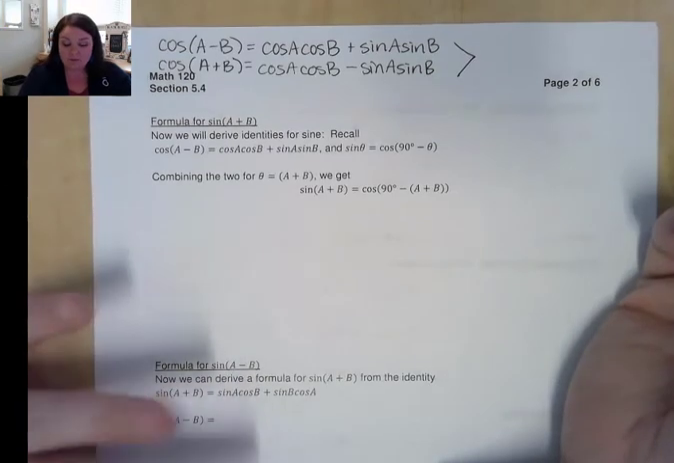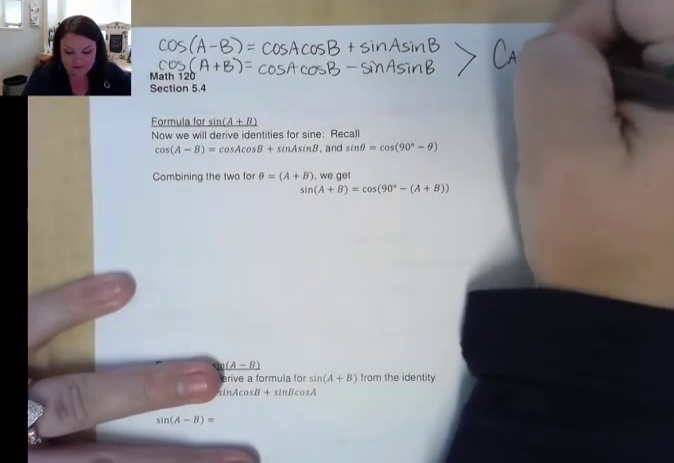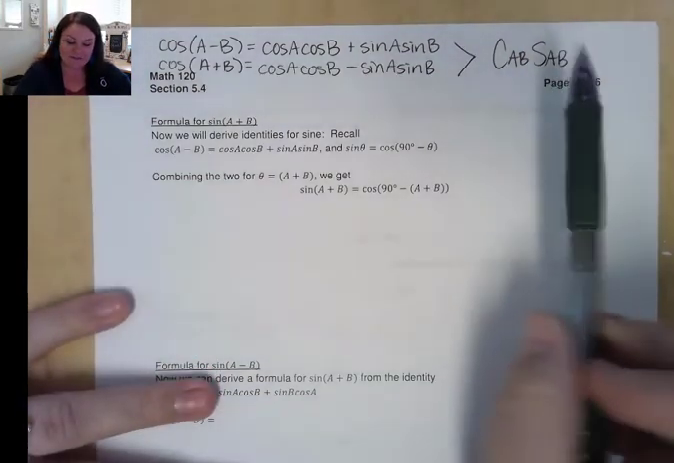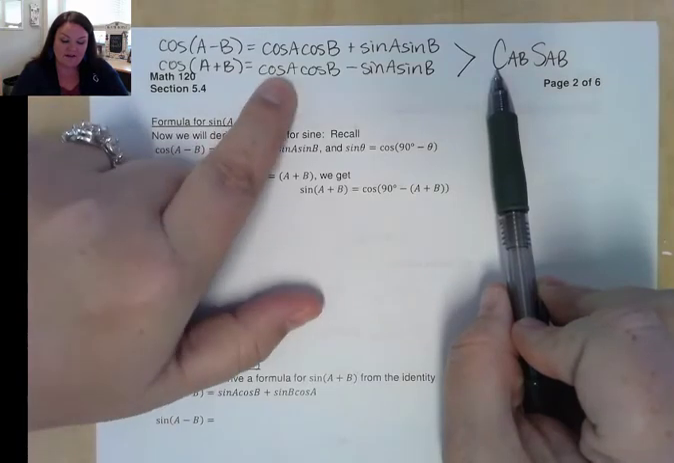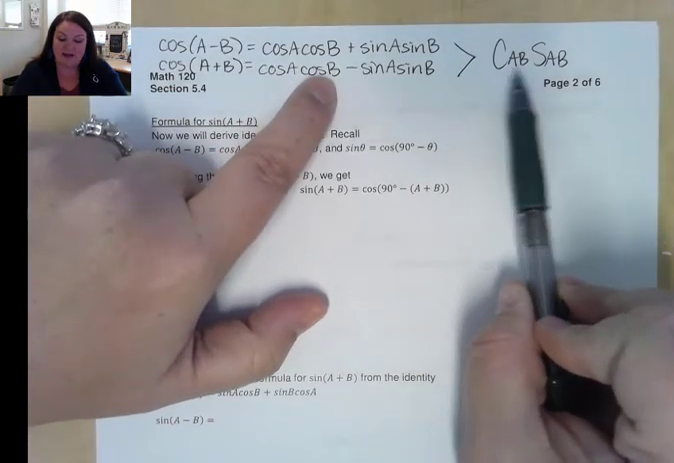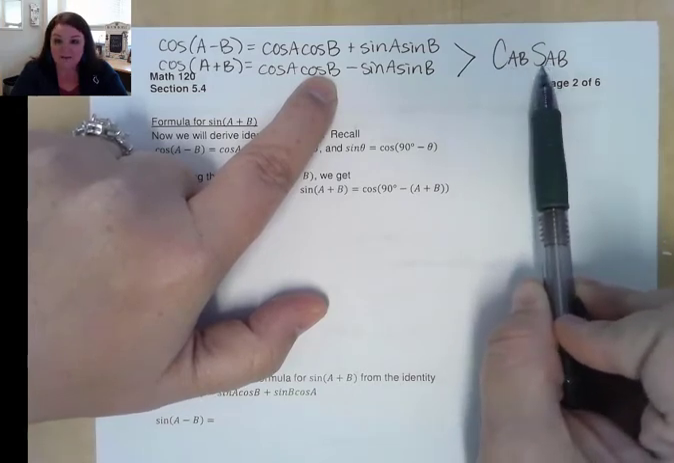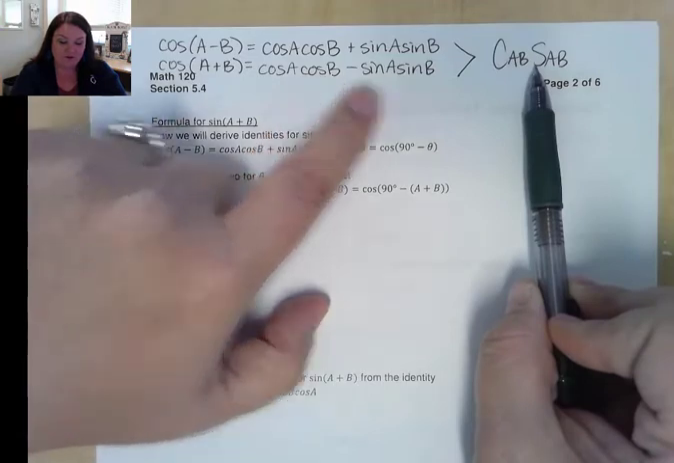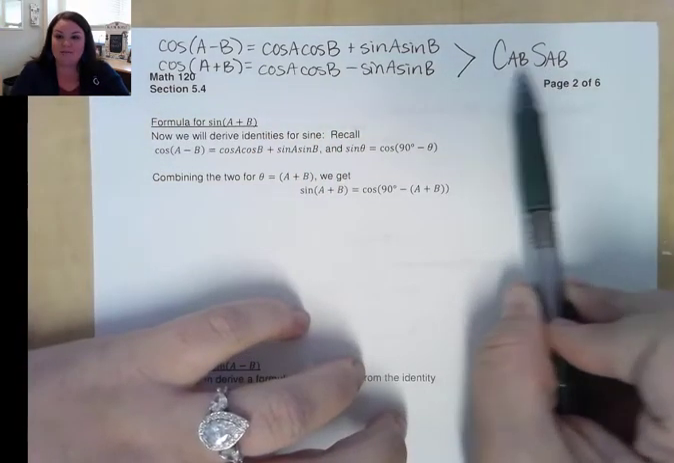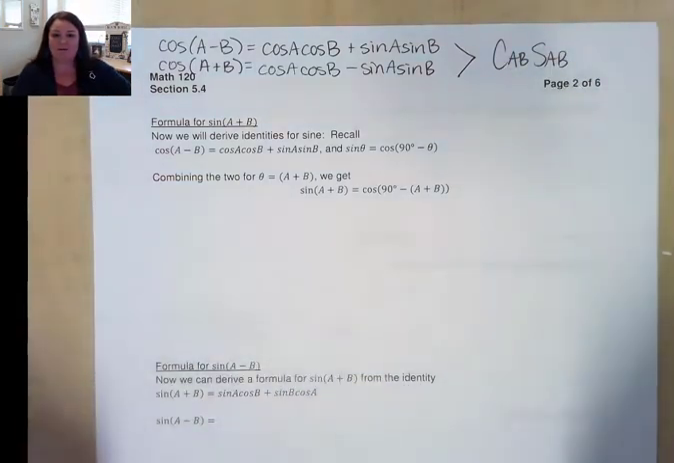So the way that I remember this one is cab-sab. Cab-sab, okay? So what this means is we do the cosine of the first and second angle. So cosine A, cosine B is our cab. And then we do our sab, which is the sine value of our first angle A and our second angle B. So cab-sab lets you know you're doing cosine of both angles and sine of both angles.